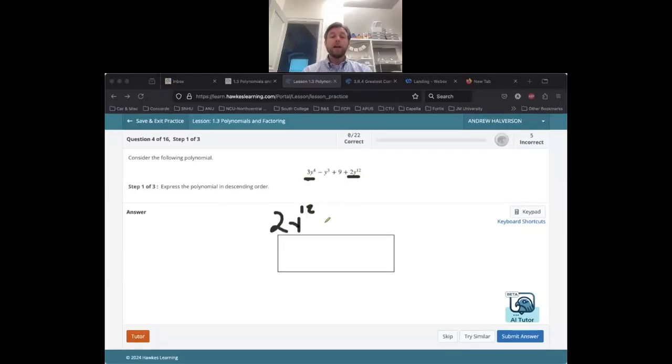Then the next highest exponent is the one with the fourth. So that becomes plus 3y to the fourth. Then the next highest is the minus y to the third. And then the last one is the plus 9. Notice now the terms are arranged so that the exponents go from highest to lowest. That's all that means. Descending power.